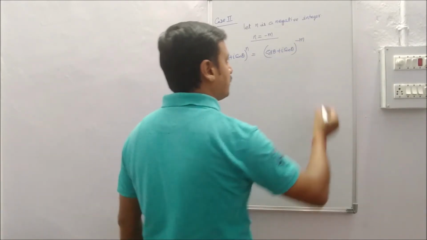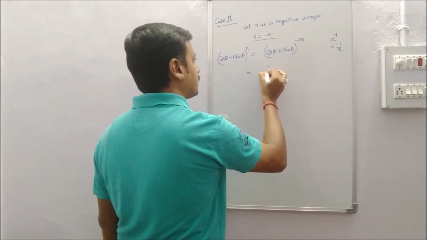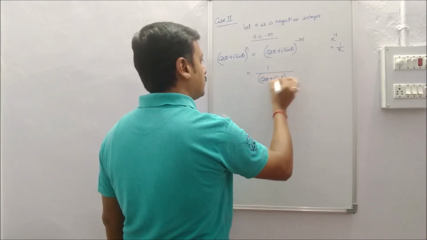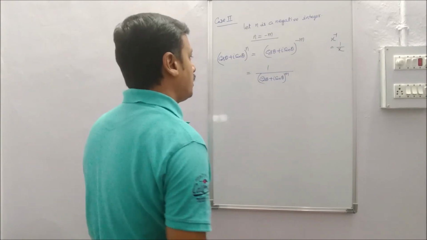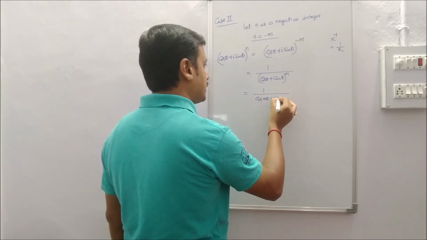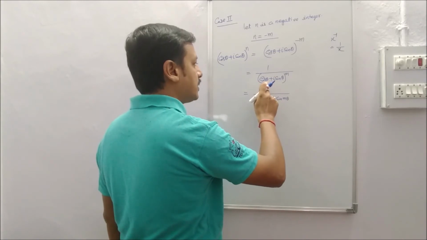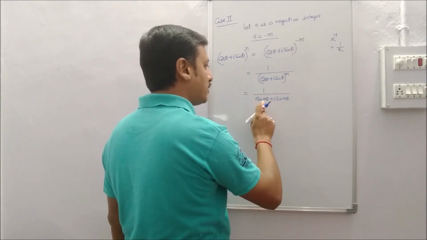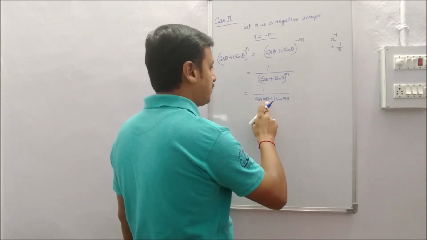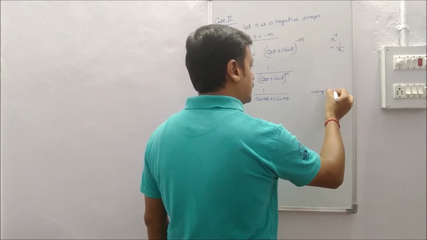Since x to the power minus 1 is equal to 1 by x, this can be written as 1 divided by (cos theta plus i sin theta) to the power m. Now using case 1, this is equal to cos m theta plus i sin m theta. In case 1, we have (cos theta plus i sin theta) to the power n is equal to cos n theta plus i sin n theta. But in place of n there is m, so it is cos m theta plus i sin m theta, using case 1.